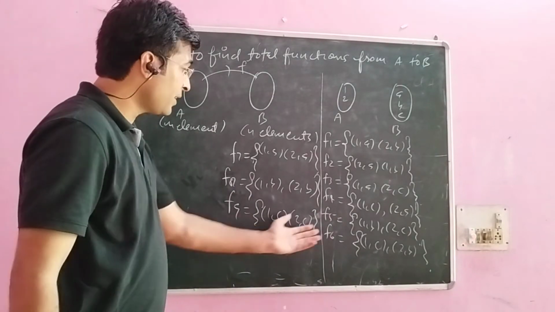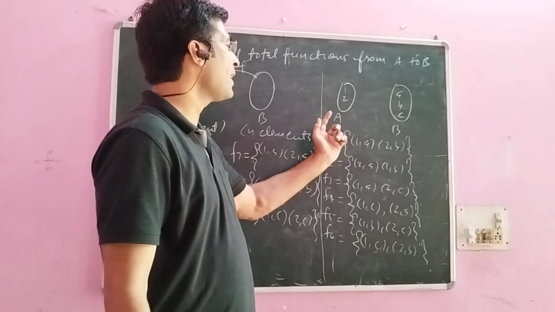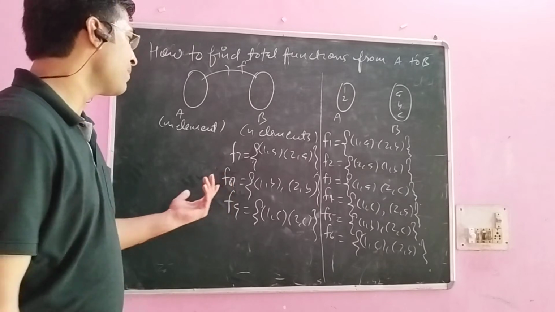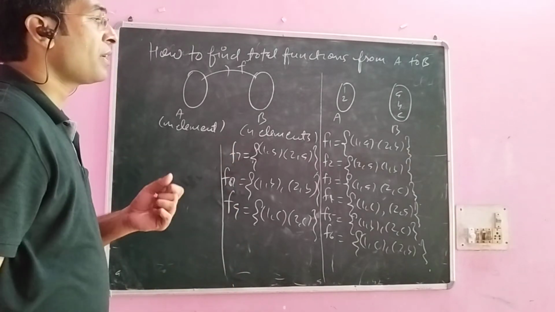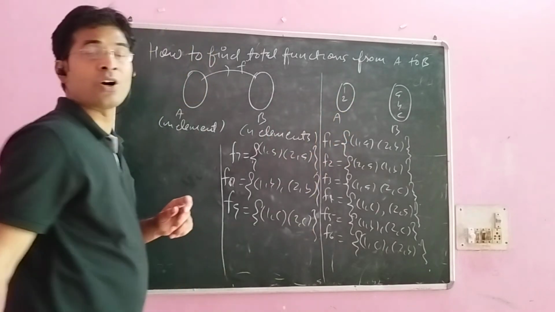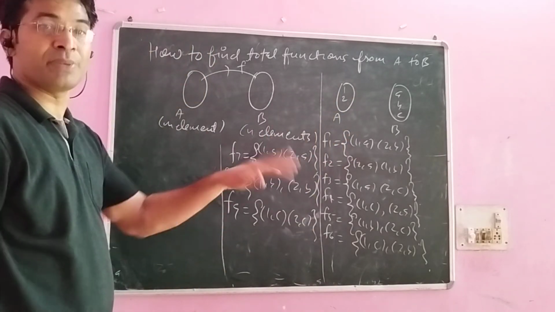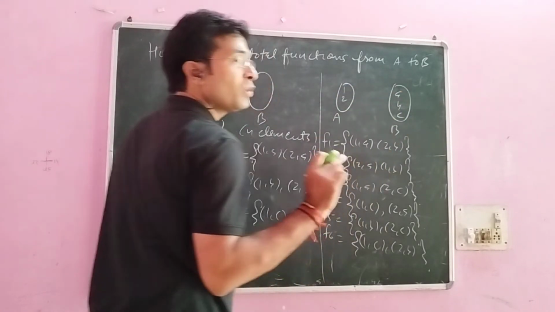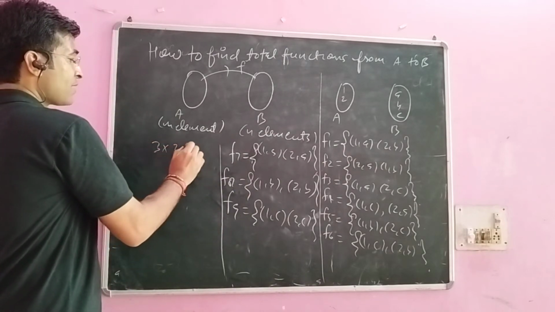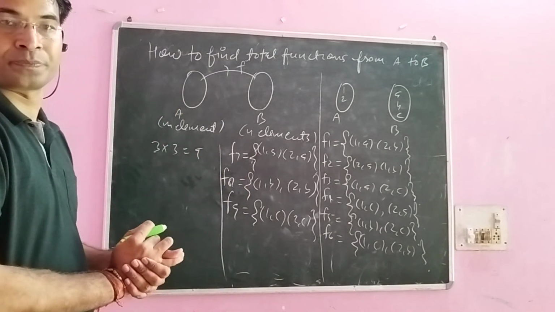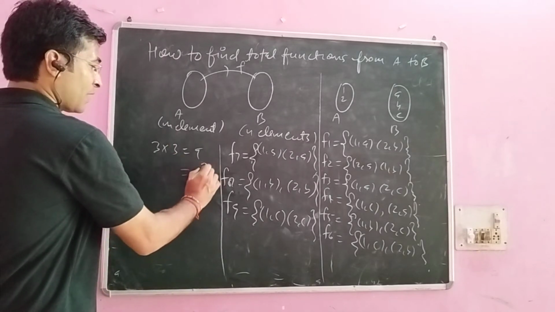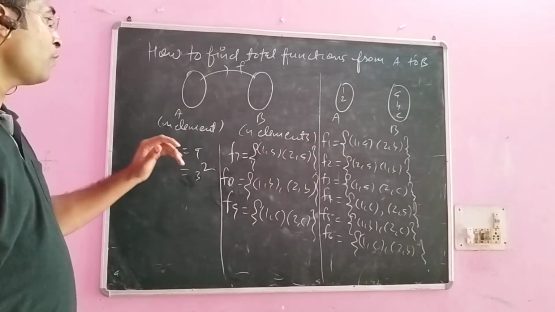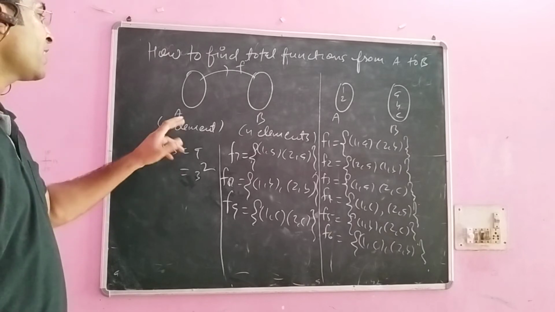So basically there are 9 functions from A to B when A has two elements and B has three elements. And these 9 functions we can easily find by way of permutation and combination. For each element of A, there are 3 choices in B. For element 1 there are 3 choices, and for element 2 there are 3 choices. So 3 into 3 means 9 choices, means there are 9 functions, or we can say it is 3 square.